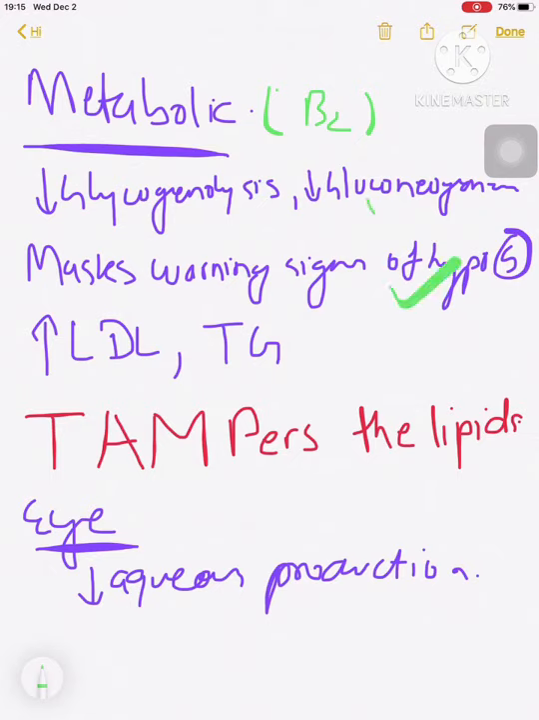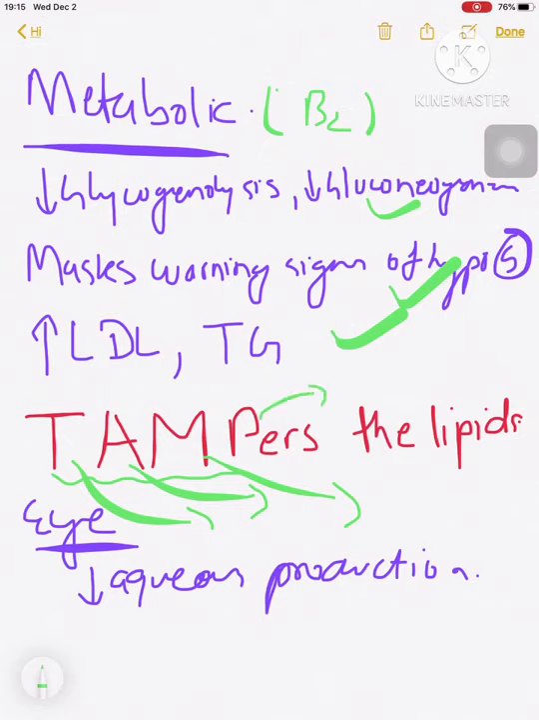Okay, the third one is they tamper with the lipids. See, I have written this TAMP in capital. This is a mnemonic: T for timolol, A for atenolol, M for metoprolol, and P is for propranolol. These four drugs, they increase the LDL and triglyceride levels, so they tamper with the lipids. On acting on the eye, they cause decrease in aqueous production and decrease intraocular pressure. Okay, remember that propranolol is very highly lipid soluble, and thus it can enter the central nervous system.